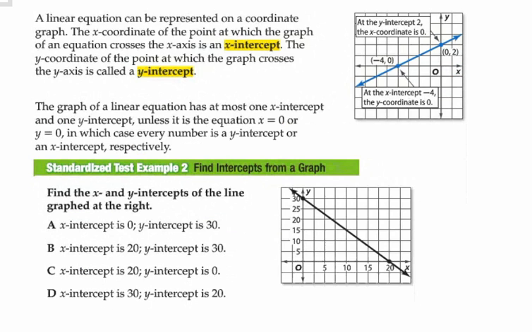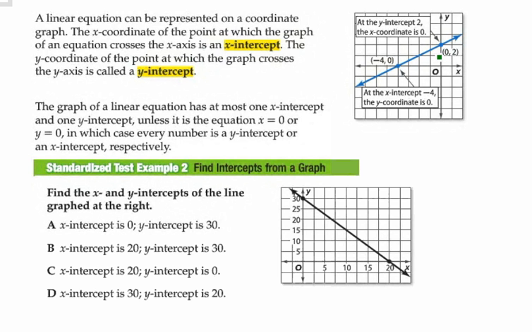All right, moving on. We had talked about the intercepts in our introduction, so I'm just going to go ahead and read through this. A linear equation can be represented on a coordinate graph. The x-coordinate of the point at which the graph of an equation crosses the x-axis is the x-intercept. So right here we see the x-intercept. It's crossing that x-axis right there. Notice the y value is 0. The y-coordinate of the point at which the graph crosses the y-axis is called the y-intercept. Again, crossing the y-axis. Notice the x is 0.